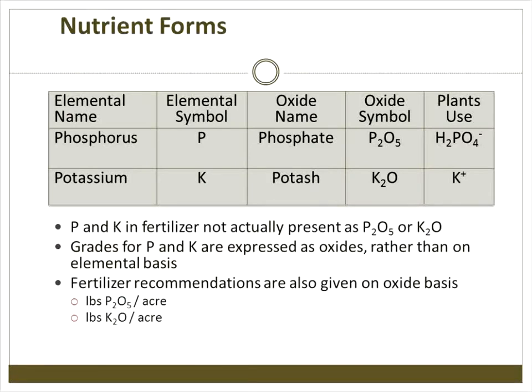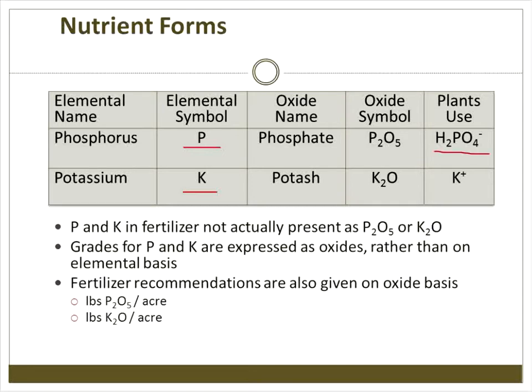So one of the things we need to think about is the types of nutrients used by a plant relative to the elemental symbol of that nutrient versus how it's determined in a bag of fertilizer. Now, when we talk about phosphorus, we talk about P, or we talk about K, potassium. But a plant does not use the elemental form of phosphorus. What is the elemental form of phosphorus? I mean the phosphorus as it would exist on the periodic table of chemical elements, right? It doesn't use that form.